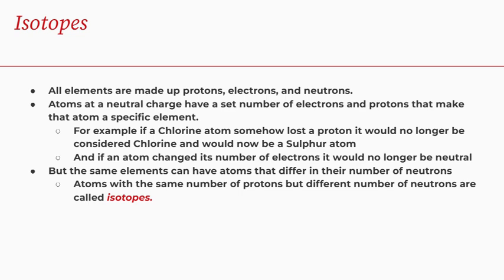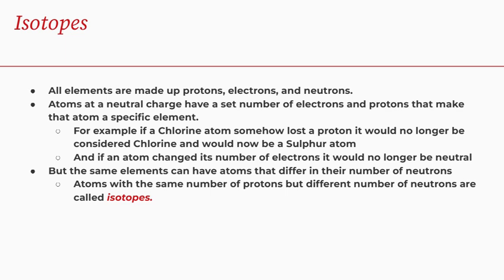So, for example, normally chlorine atoms have 17 protons, its atomic number is 17. If a chlorine atom somehow lost a proton, it would no longer be considered chlorine and would now be considered a sulfur atom. Because chlorine has 17 protons, if it lost one, it would have 16, which would now make it a sulfur atom because sulfur's atomic number is 16.